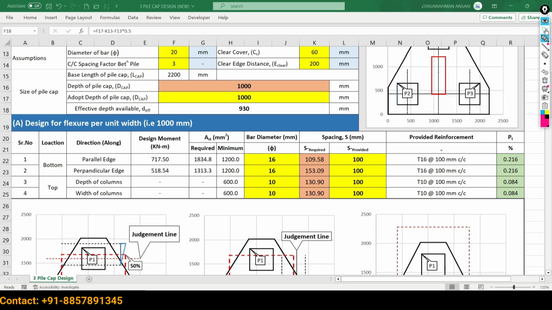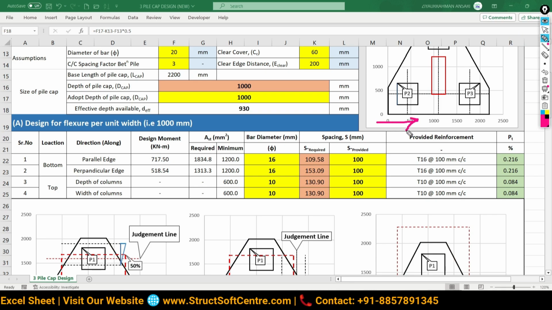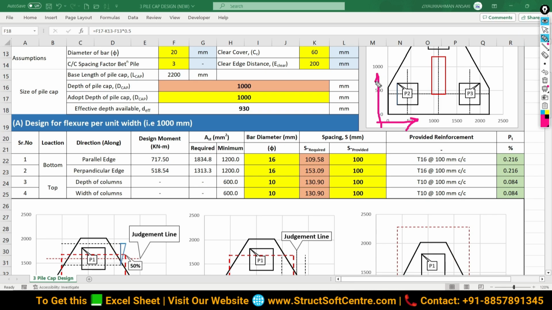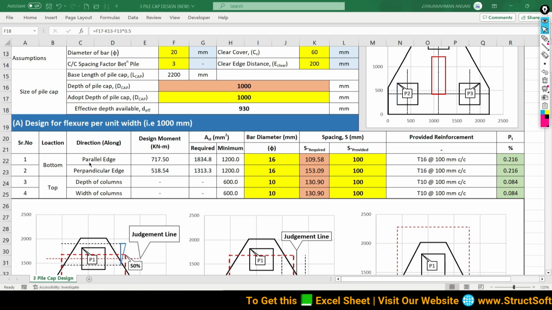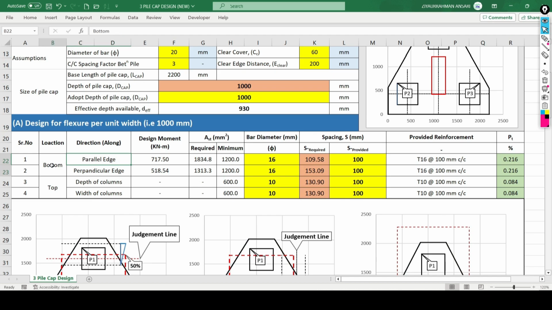The sheet is going to do the calculation. So along the parallel edge, this direction is going to be called the parallel direction. This direction is going to be called the perpendicular direction. Keep that in your mind while using this Excel sheet. So parallel edge or parallel direction, both are the same. So first we are going to do the calculation for the bottom.